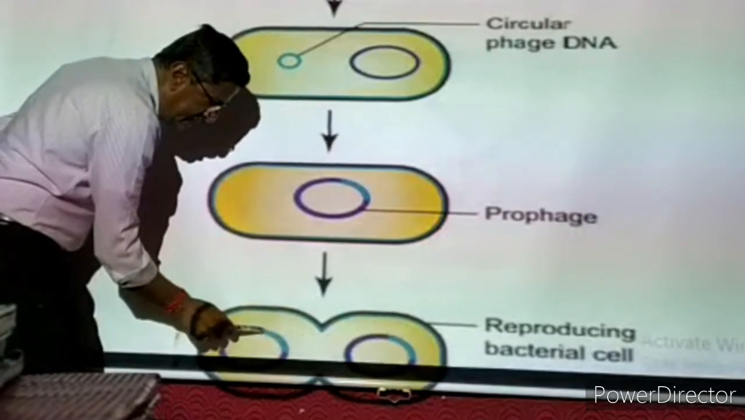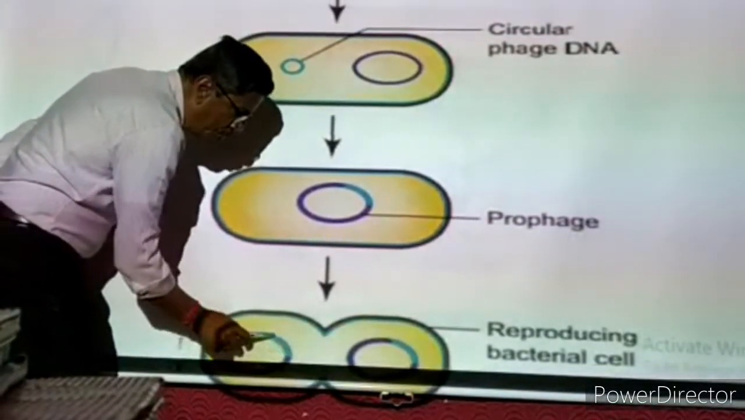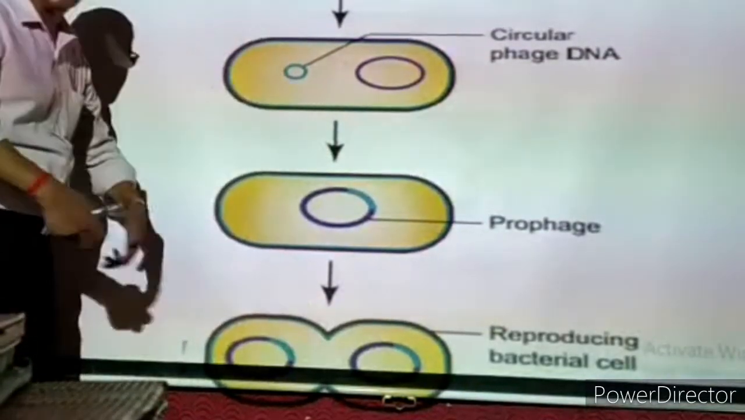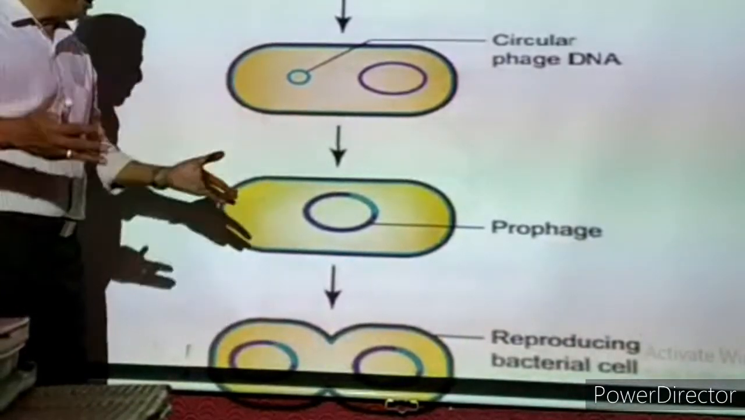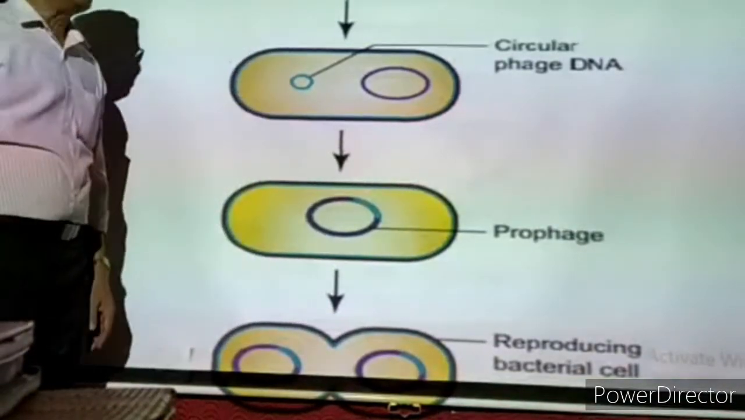What is that integrated in the daughter cell? Now the DNA of the bacterial cell will be there, DNA of virus will also be present. Like that, the two young bacterial cells again will grow with the integrated DNA. Again they attain maturity, again they keep on multiplying. So the bacterial cell is multiplying.